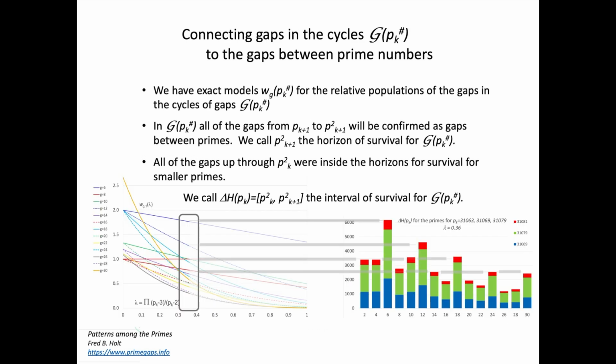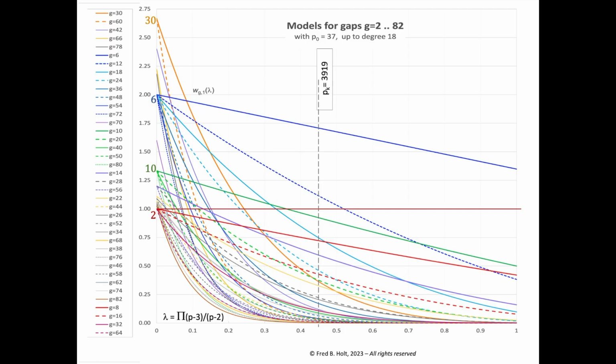So here's how we're going to put this to use. That interval of survival may be the best place where the distribution of gaps in the current cycle of gaps is preserved. If we go out to that interval of survival and take samples there, that's where we should see that distribution of populations of gaps reflected. Let's try this.